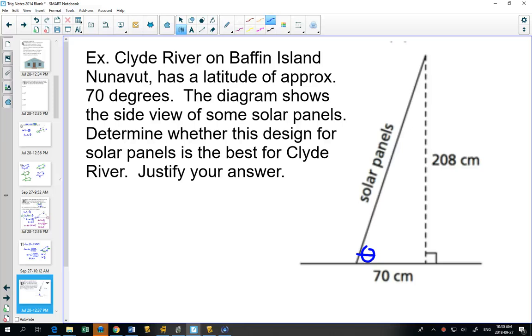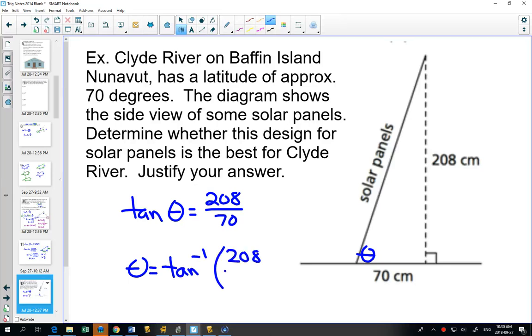Well, we can use our definition of tangent and say tangent of that angle theta is 208 divided by 70. So if you did 208 divided by 70, you'll get close to 3, probably like 2.8 or 2.9. And if you had to use the tables, you'd have to flip through the tables until you found 2.9 and find out what the angle is. But our calculator has it built in. If we do tan inverse of both sides, that will solve for our angle.